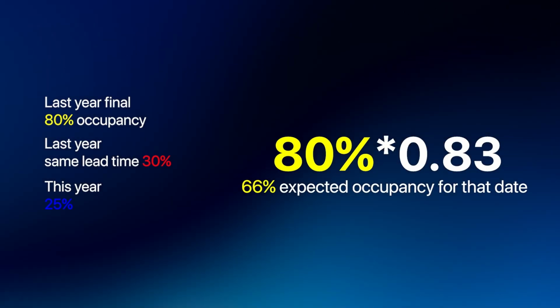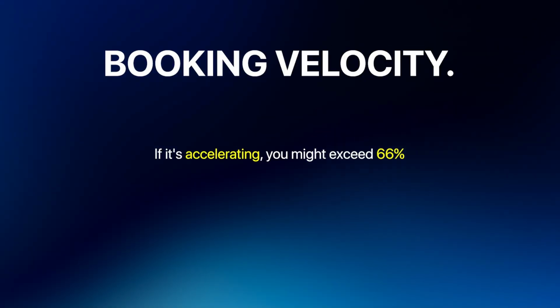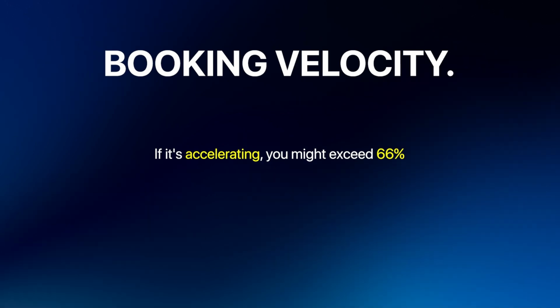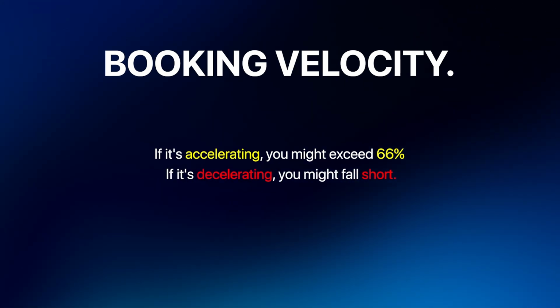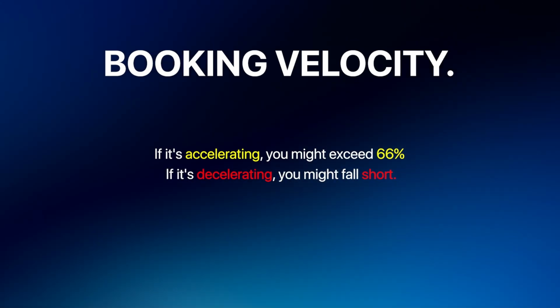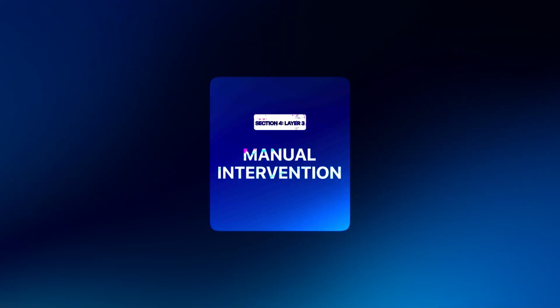Now check booking velocity. If that's accelerating, you might exceed 66%. If that's decelerating, you might fall short. This isn't perfect, it's a forecast, but it's better than guessing, and it's better than just trusting your software to figure it out. This is how I price ahead of the market instead of reacting to it. That's layer 2.